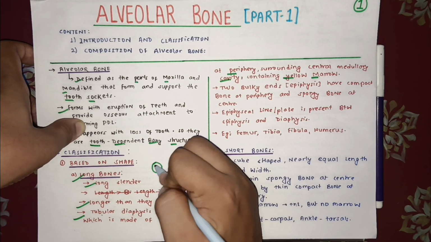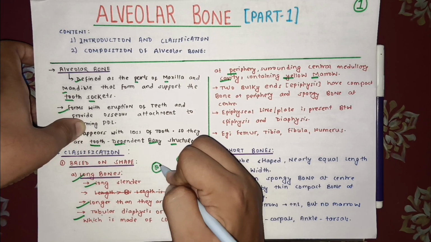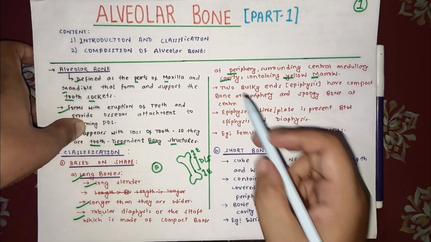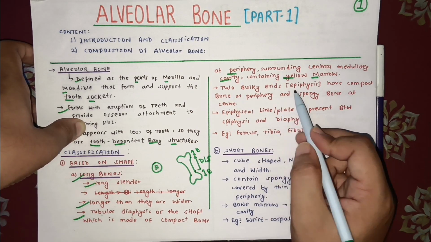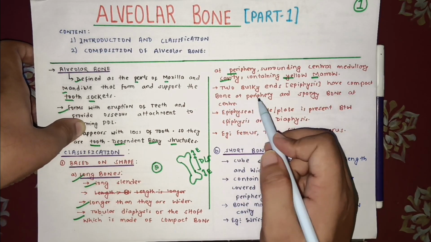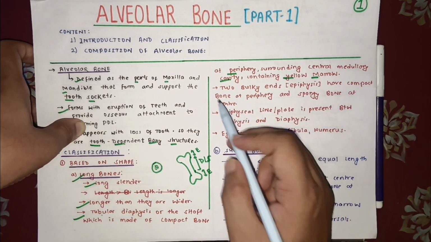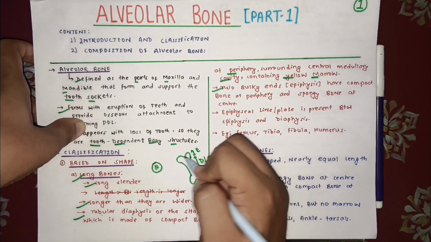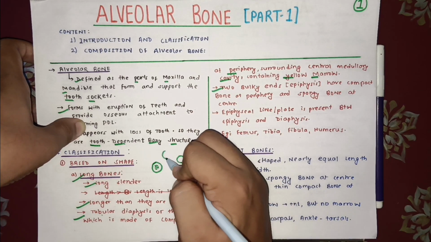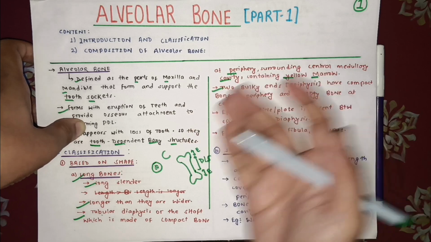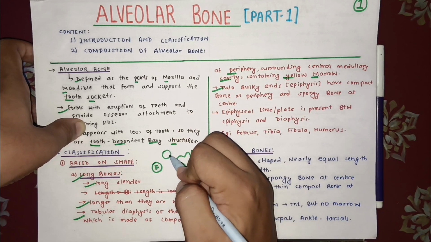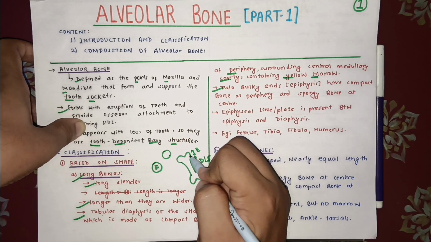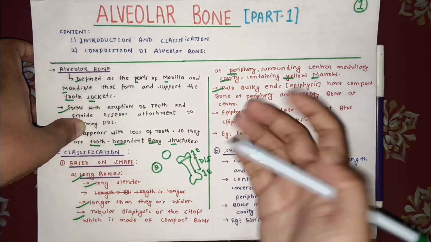In this portion we can see the marrow, and surrounding it there is compact bone. After that, the 2 bulky ends, that is the epiphysis, have compact bone at the periphery and spongy bone at the center. So now in the diaphysis and this epiphysis, I am drawing just the cross section. It just resembles this portion I have taken.